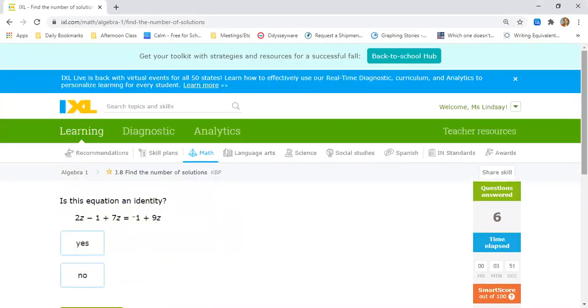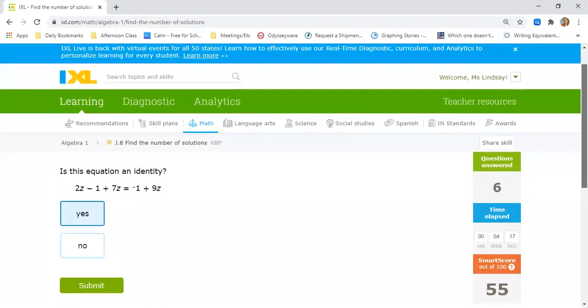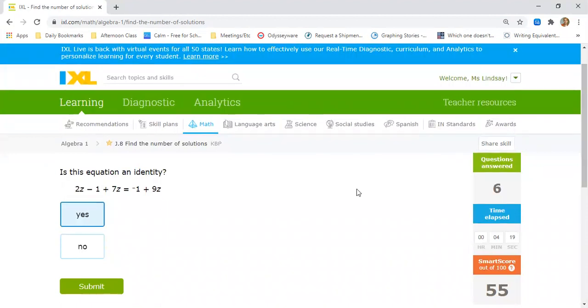So here, I'm going to need to simplify things first. So if I simplify, 2z and 7z make 9z. So I have a negative 1 and a 9z. And on the right, I also have a negative 1 and a 9z. So that is an identity. So remember, identities have infinite solutions. That's when both sides equal the same, like the two expressions are equal.